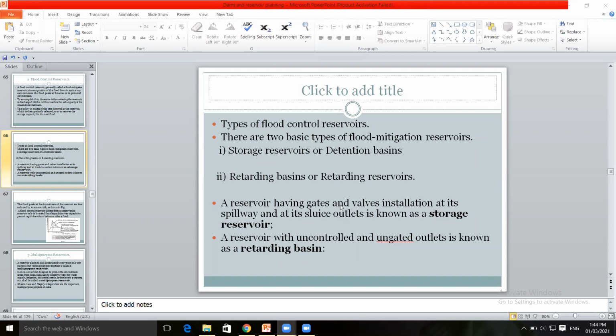Storage reservoir मध्ये gates provide केलेले आहेत. Gates and walls are provided at spillway, and in this uncontrolled and ungated outlets are provided, which are ungated. Reservoir with uncontrolled and ungated outlets, that is known as retarding basin. Similar difference between storage reservoir and retarding basin.